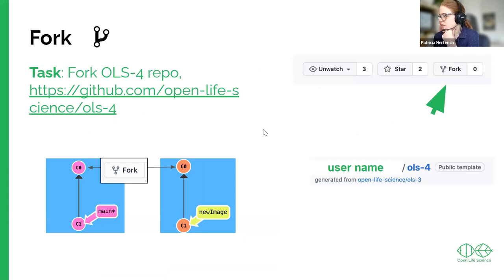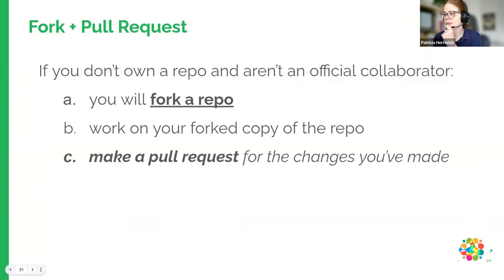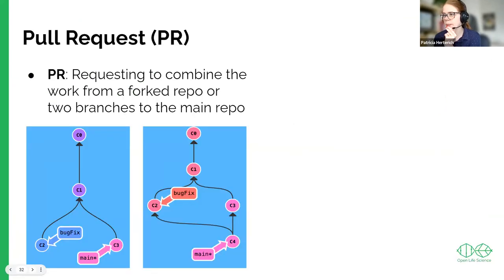And if you fork something, you can still ask for it to go back into the original. That would be the famous pull request, basically.